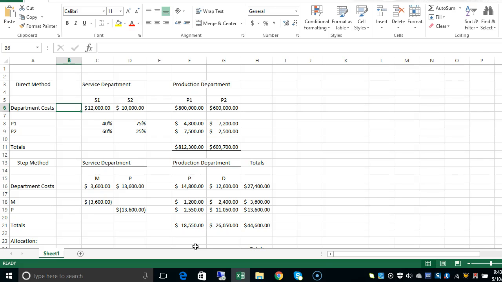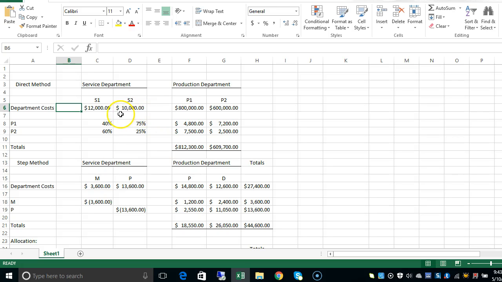So in this example here, we have two service departments, S1 and S2, and their department costs are $12,000 and $10,000. The production departments, we'll call P1 and P2, have department costs of $800,000 and $600,000.